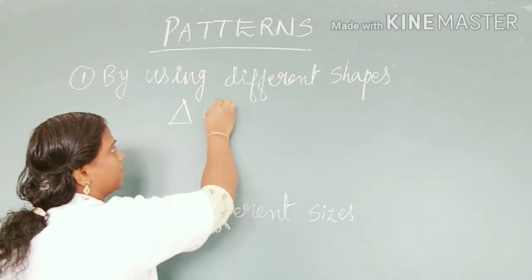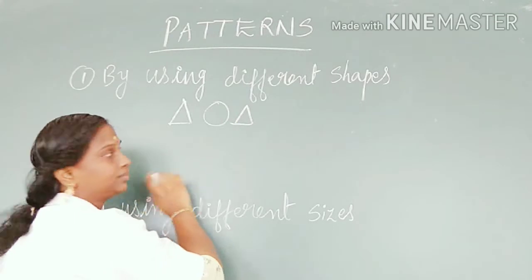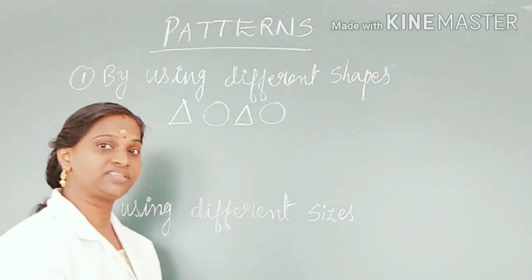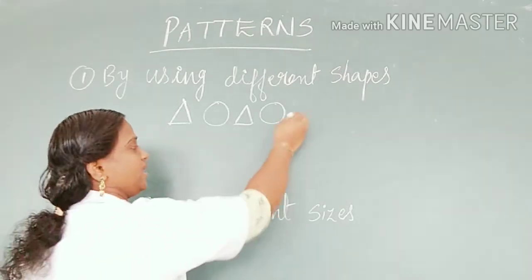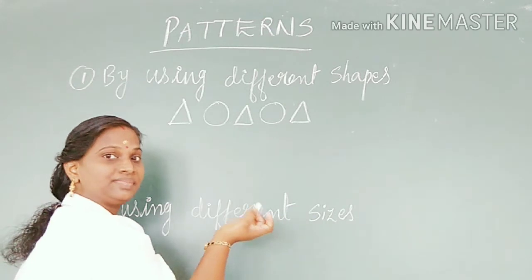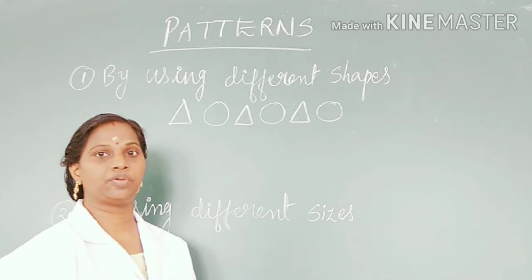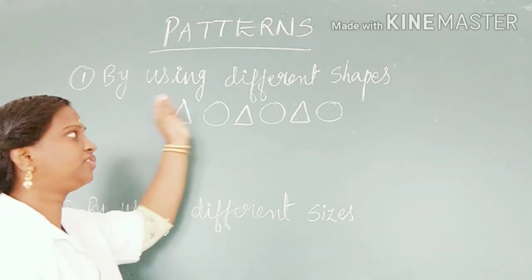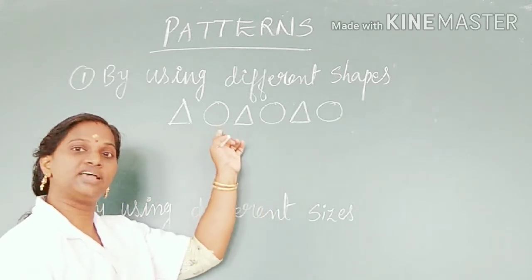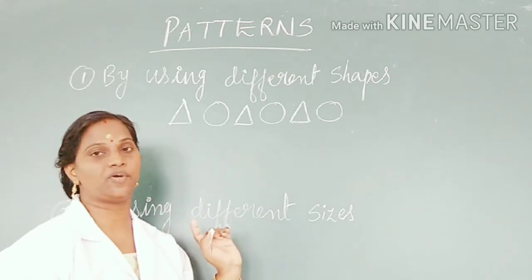After that I am drawing a circle. Then again draw a triangle. Then I draw a circle. Can you see which one will come next? Yes, the next one will be a triangle. Then what is next? Circle. So this one is called a pattern, repeating shapes. So in this pattern, triangle, circle, triangle, circle, triangle, circle. So this is one type of pattern.